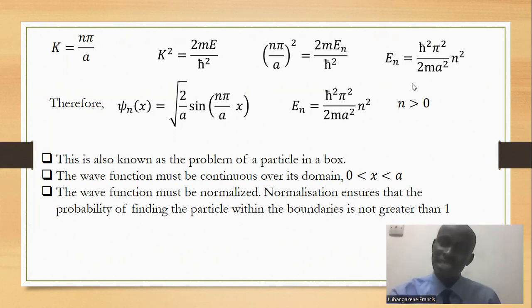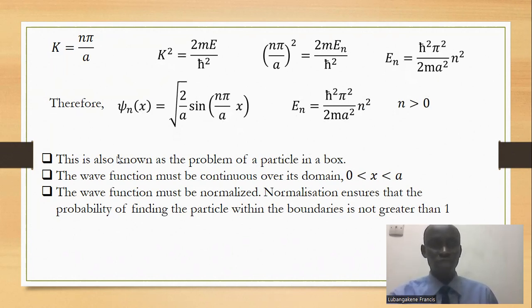That is the nth energy level. Of course, this n is an integer greater than 0, an integer that is always positive. Therefore, we can rewrite this as the solution to the Schrodinger's equation, giving us the energy En.